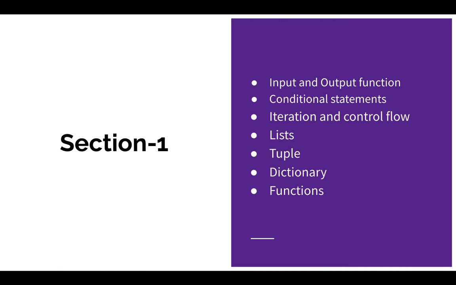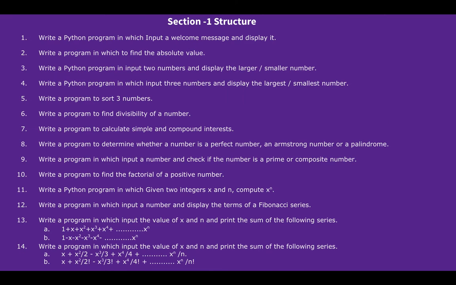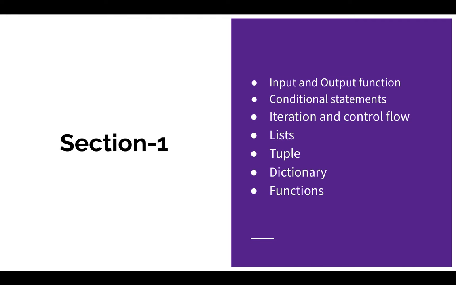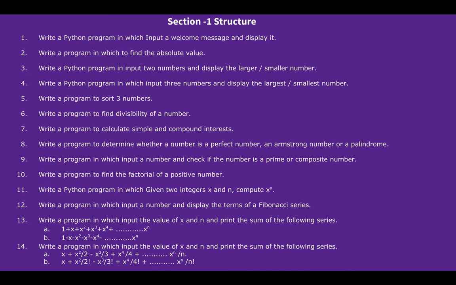In Section 1, I cover input-output functions and their corresponding details, conditional statements, iterations, control, list, tuple, dictionary and functions. So Section 1 will talk about the examples related to these topics. In Section 1, I have covered almost 24 different example programs that cover these topics. Each program will have an in-depth explanation of the logic and objects used in those programs.